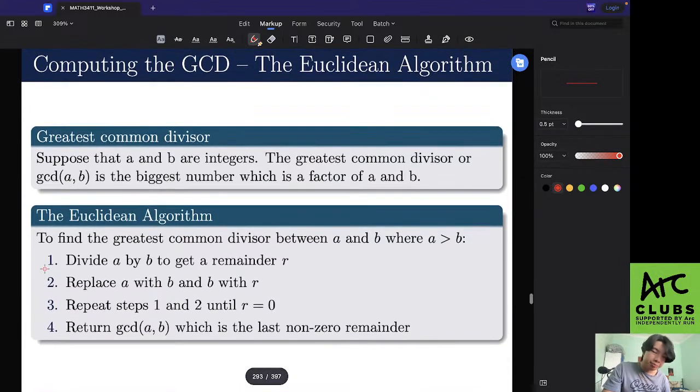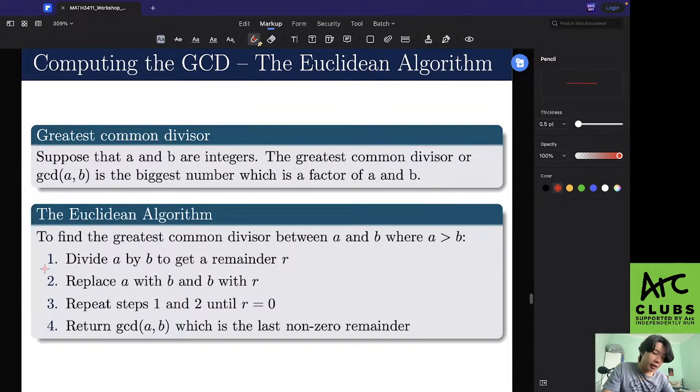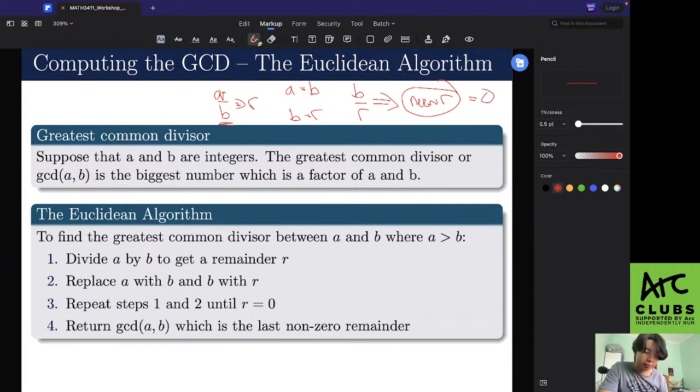Well, an algorithm. The algorithm just says, let's take our values a and b, divide a by b, and that gives us a remainder, r. Then we replace a with b, and b with r. We continue this until the remainder is equal to 0. Once we've done it enough, we know that the previous non-zero remainder is going to be our greatest common divisor, and so that's what we return.